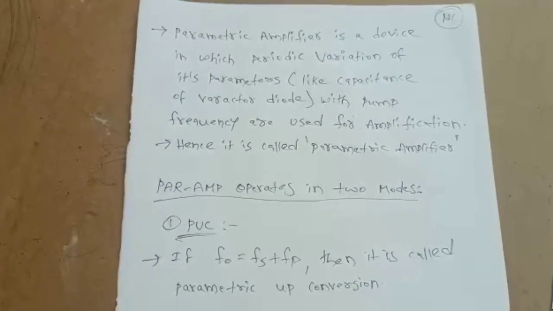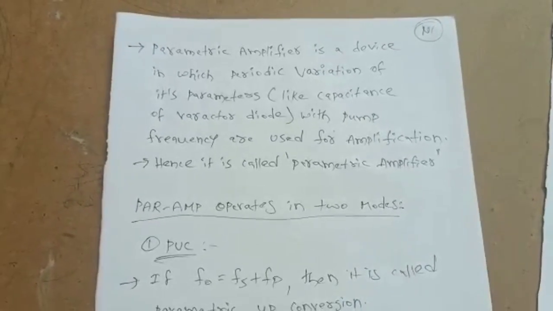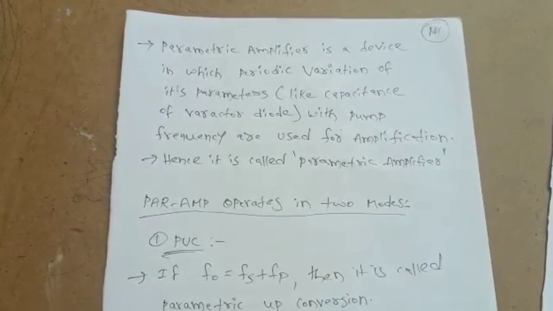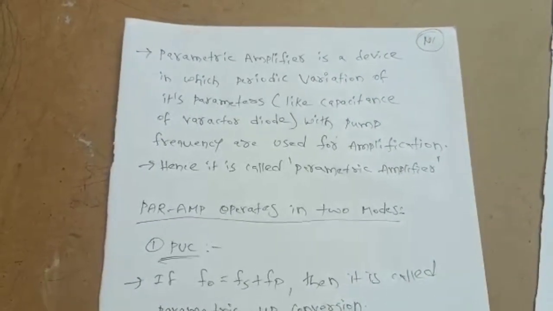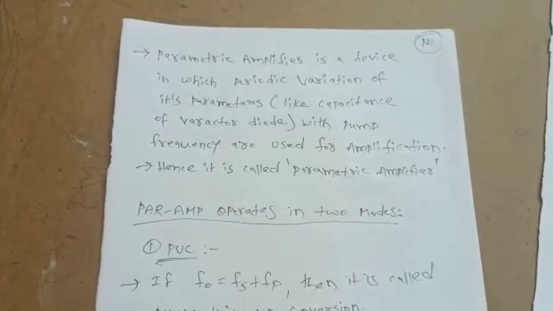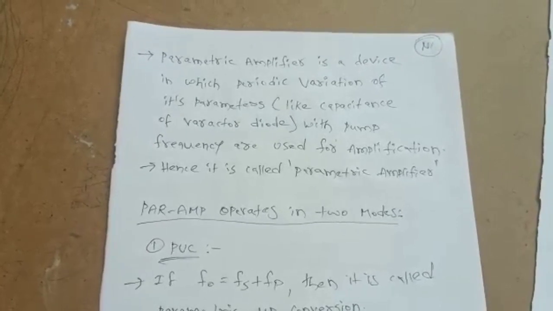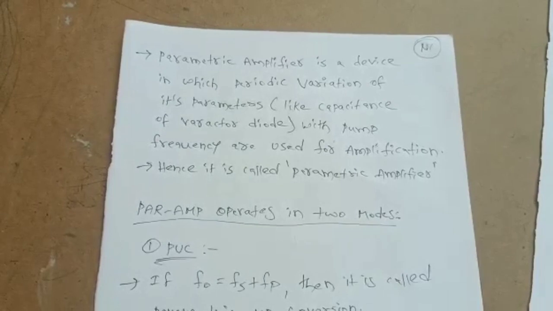Why it is called parametric amplifier means, the parametric amplifier is a device in which the periodic variations of its parameters, like capacitance of the varactor diode with pump frequency, are used for amplification purpose. So since it is going to use the circuit parameters, it is called the parametric amplifier.